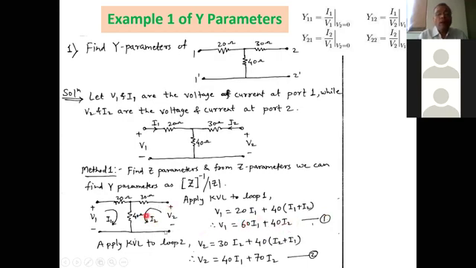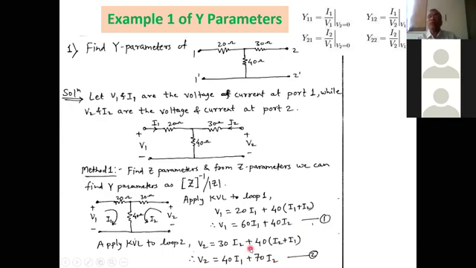Now apply KVL for the second loop. If you apply KVL for this second loop, it gives you V2 equal to 30 I2 plus 40 into I2 plus I1. Now again simplify this equation, club all the terms of I2 together, I1 together, and voltages on the other side. So V2 equal to 40 I1 plus 70 I2. So this is the second equation. Now with these equations you have V1 in terms of I1 and I2, and V2 in terms of I1 and I2.